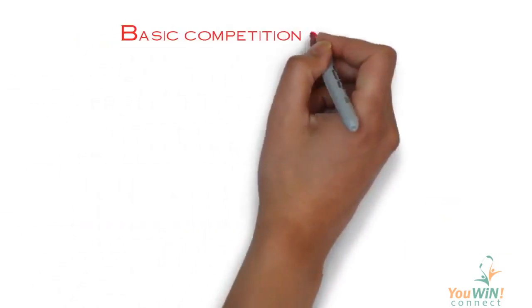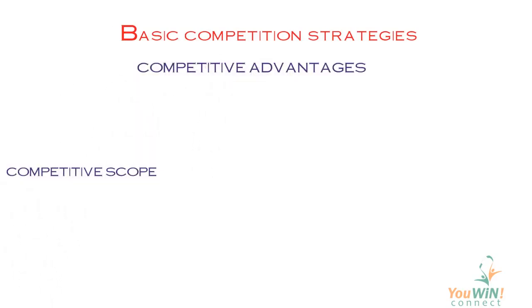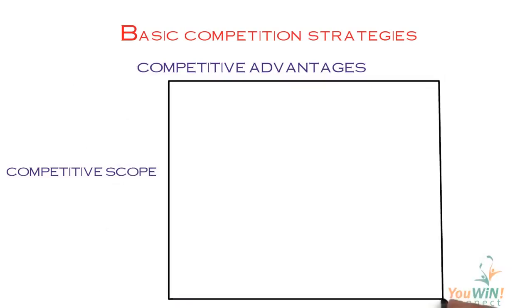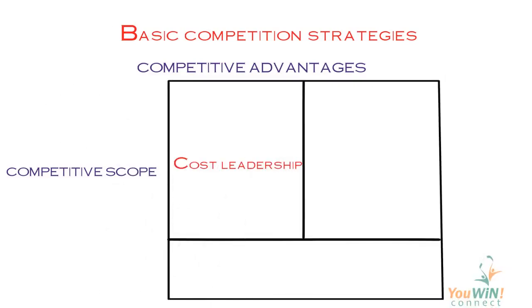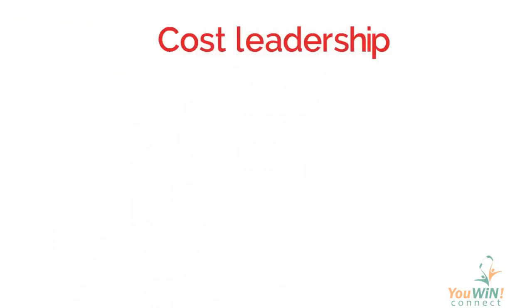There are three basic types of competition strategies that are derived from your competitive advantages, and of course, the scope of the firm's competition. And the three of them include the cost leadership, the differentiation, and the focus. So let's start with the cost leadership.